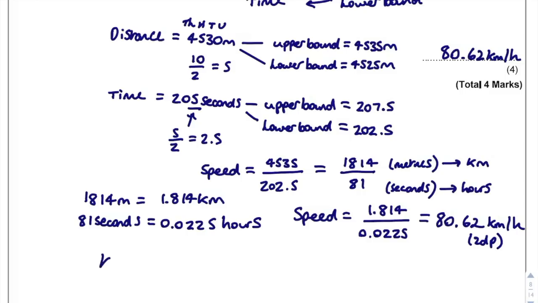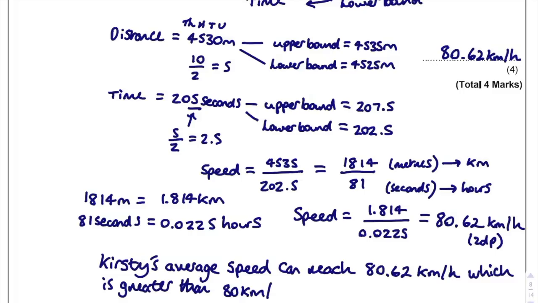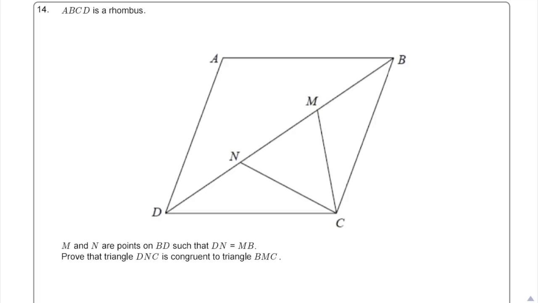So we can say that Kirsty's average speed can reach 80.62 kilometers per hour, which is greater than 80 kilometers per hour. And that's question 13.